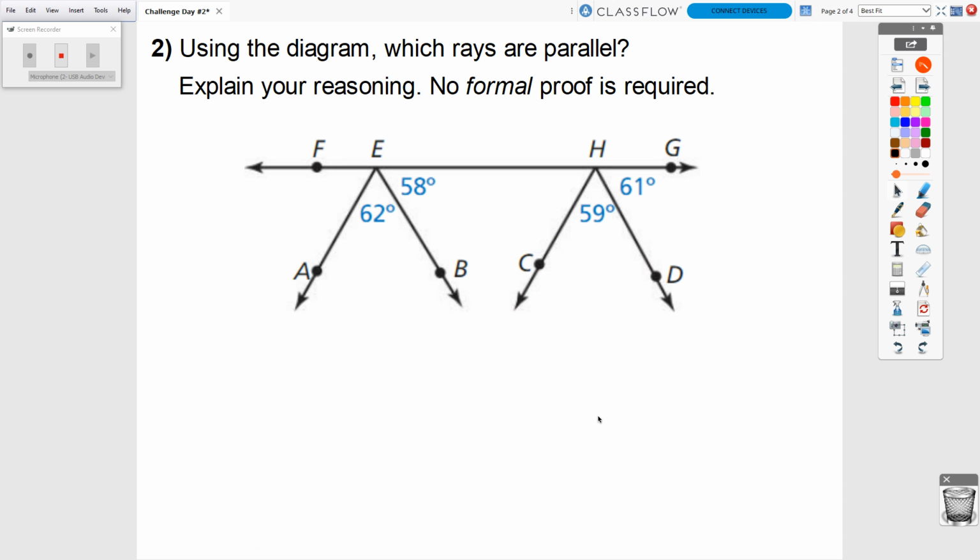All right, number 2, using the diagram, which rays are parallel? And we need to explain our reasoning, but again, no formal proof is required. We don't need to do statements and reasons here. So notice I've got some angles, but I don't really have all the angles, right? I'm noticing I don't know how big this angle is, and I don't know how big this angle is.